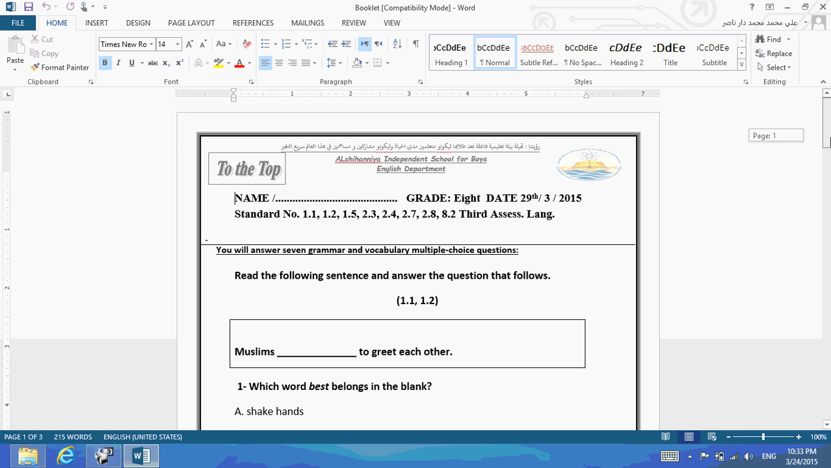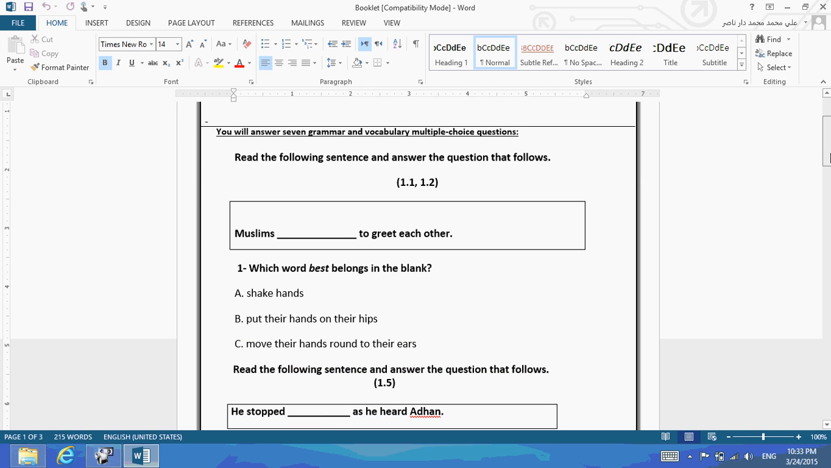To clarify them, let's read these questions. Read the following sentence and answer the question that follows. The concerning standards 1.1 and 1.2 are about word usage within a context. Muslims ___ to greet each other. Which word best belongs in the blank? Shake hands, put their hands on their hips, move their hands round to their ears. The answer is shake hands.